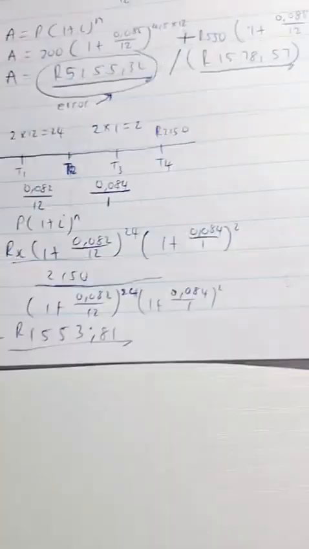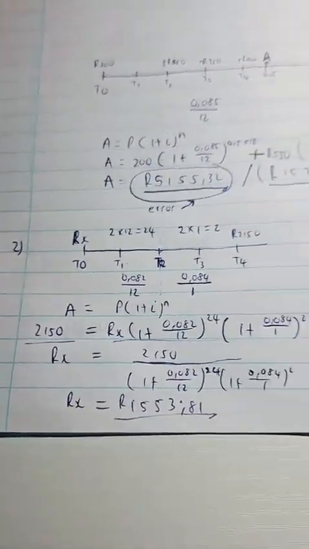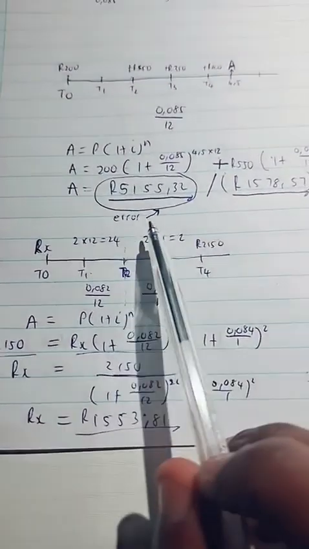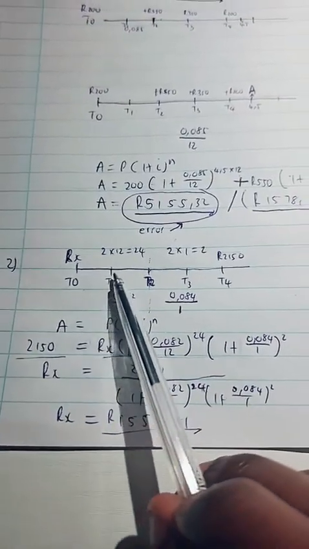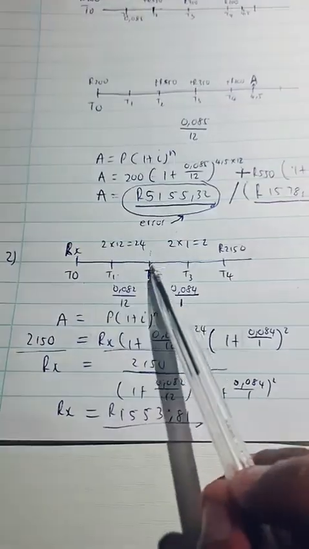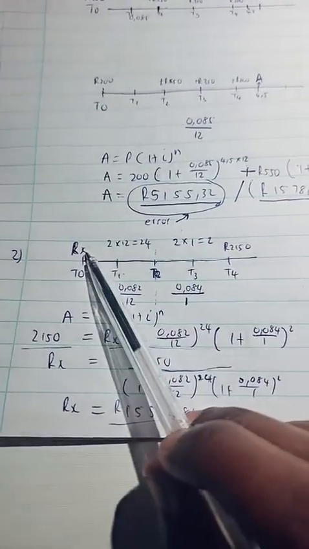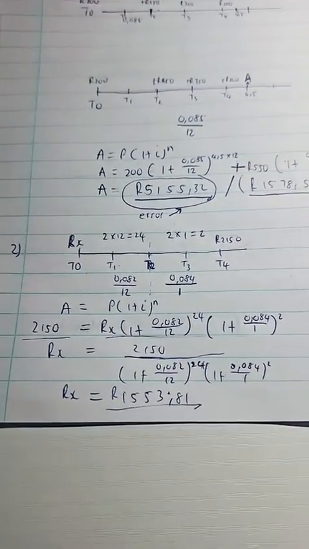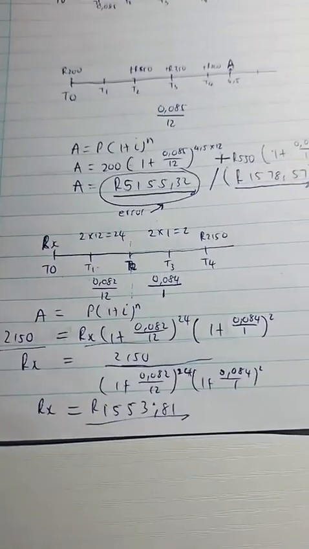So timeline is not bad. All it needs is that whenever you have these amounts, you just need to check how long an amount is enjoying, which interest rate that amount is enjoying, and for how long.